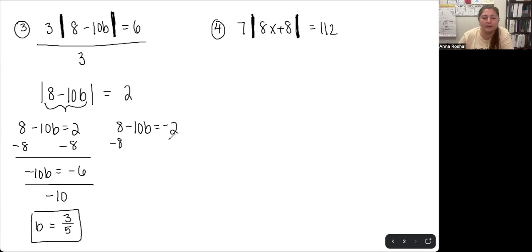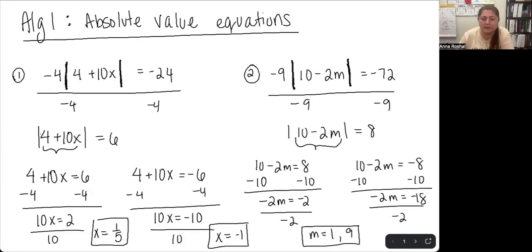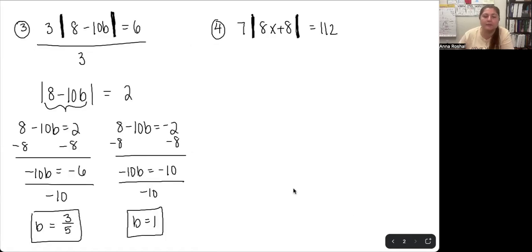And then again, we're going to subtract 8 on both sides. -10b equals -10. Divide by -10 on both sides. B equals 1. I feel like we did this a little bit here. Oh no, it's this one. Okay, I see. They both kind of had this 10 business. That's why it looked so familiar.